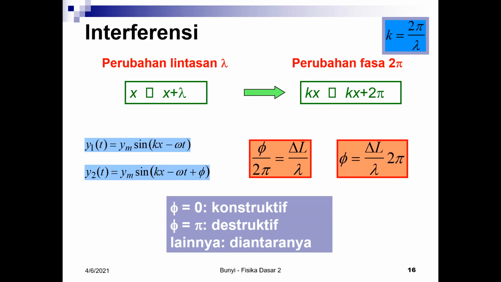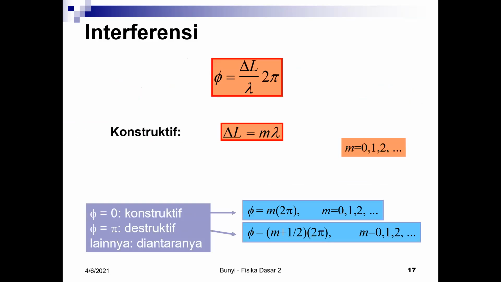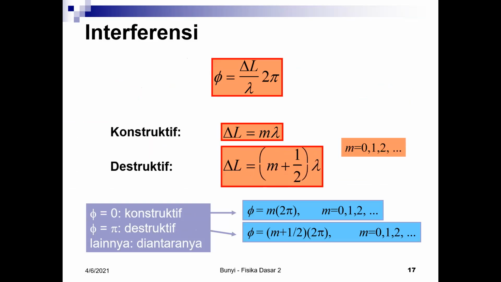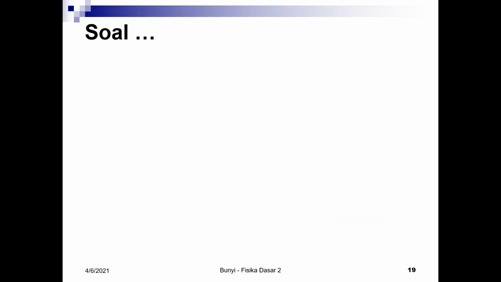Didapat bahwa beda fase adalah delta L per lambda dikali 2π. Kalau konstruktif, berarti delta L sama dengan m kali lambda. Destruktif adalah (m plus setengah) kali lambda. Dan m dimulai dari 0, 1, 2, 3. Ini juga sudah.